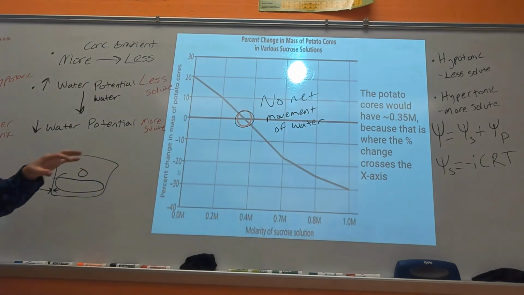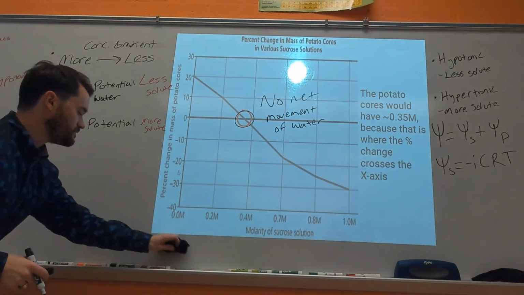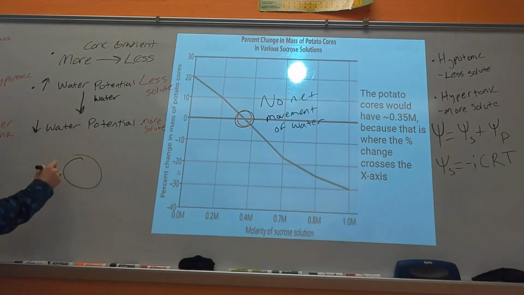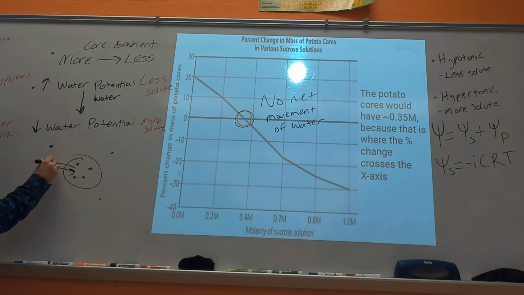So think about what that's saying. If I have no net movement of water, let me draw a sample cell. Here's a cell, and let's say I have 4 solutes inside the cell and 4 solutes outside the cell. We would say this is isotonic right here. There's no net movement of water. So water goes in and it goes out at the same rate, so you would have no change in mass.